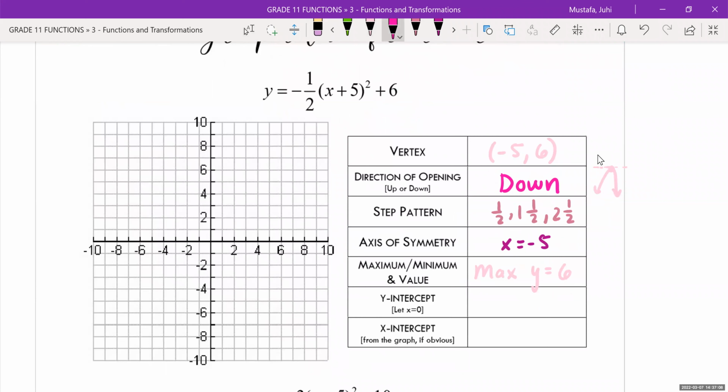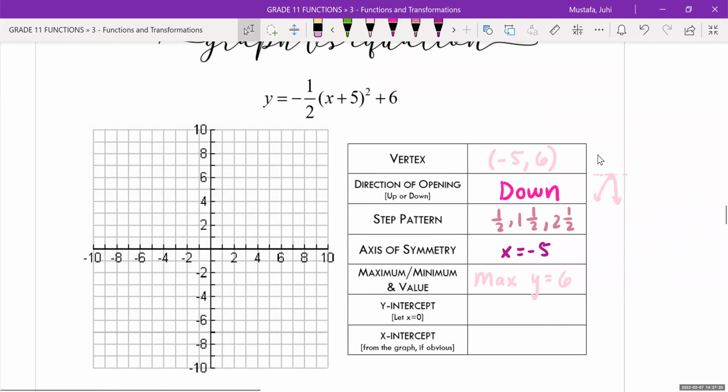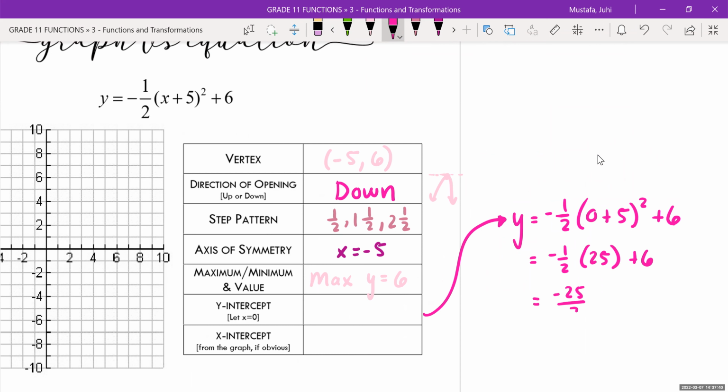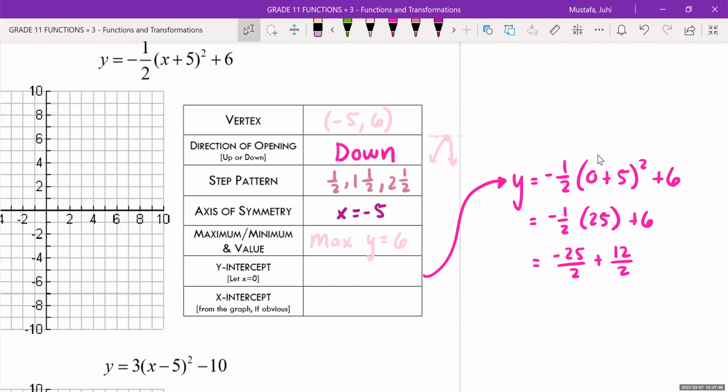Okay, for the y-intercept, if you're graphing it and you can read it off the graph, perfect. That's your point. But if you're looking at an equation and trying to figure it out, you're going to let x equal to 0 and you're going to solve. So this is going to be a little bit of algebra work. So it's going to be y is equal to -1/2 bracket 0 plus 5 squared plus 6. And you just solve. So it's going to be -1/2 times 25 plus 6. This is going to be -25 over 2 plus, I'll just find a common denominator of 2, so 6 is 12 over 2. And this would be -13 over 2.